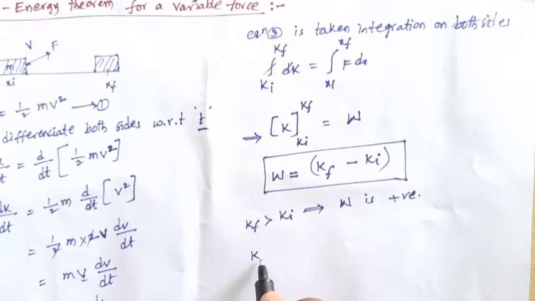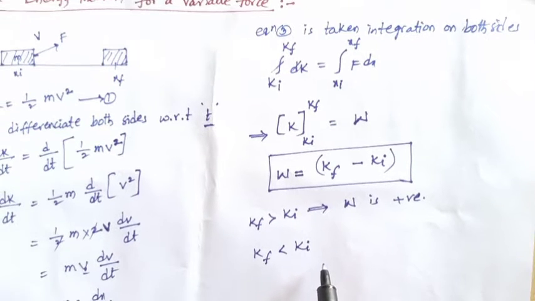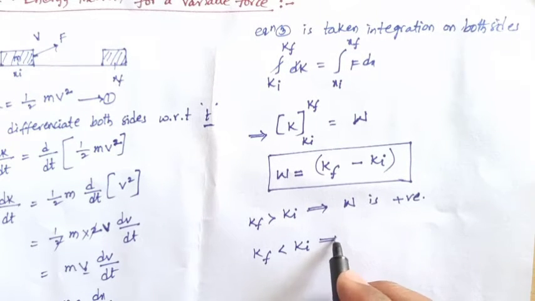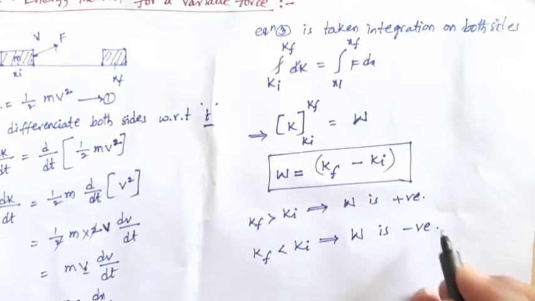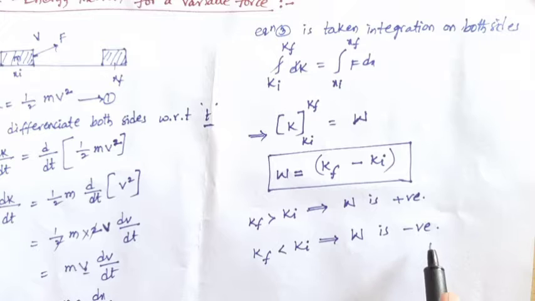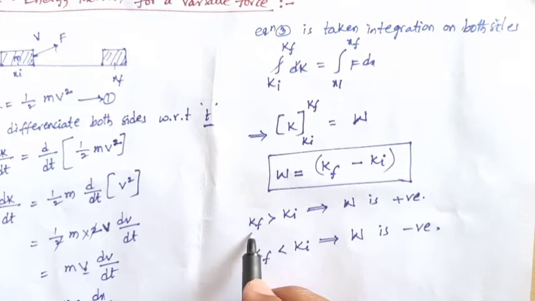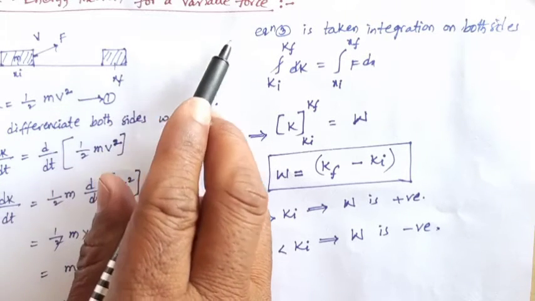When Kf is less than Ki, the final kinetic energy is less than the initial kinetic energy. So the work done is negative. The work done is negative, which means the body slows down. So this is the work-energy theorem for a variable force.